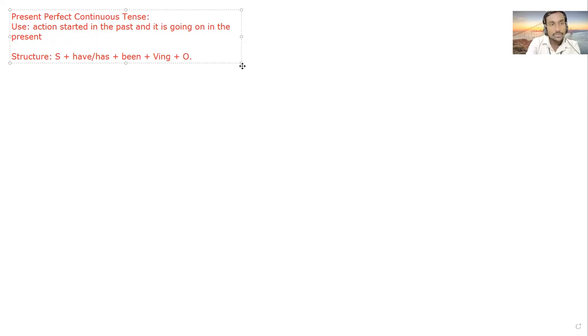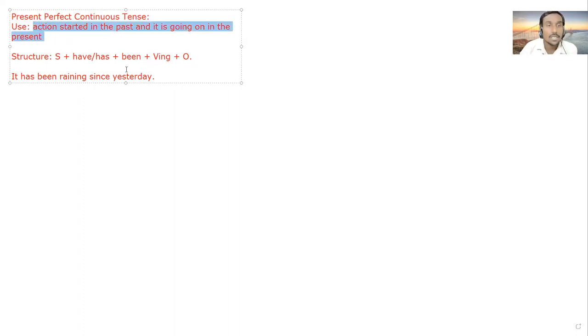And now we will see one example here, like: it has been raining since yesterday. If you try to understand this example, first of all, what does it mean? Action started in the past, so you'll come to know when the action started. When did raining start? It started yesterday. Okay, and when I'm saying it today, even today rain is going on. Okay, raining is there. So for such reasons people use present perfect continuous.